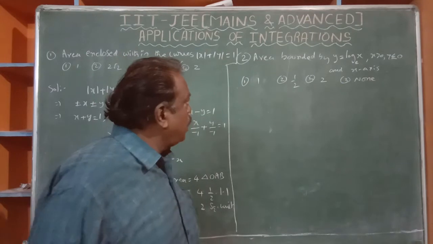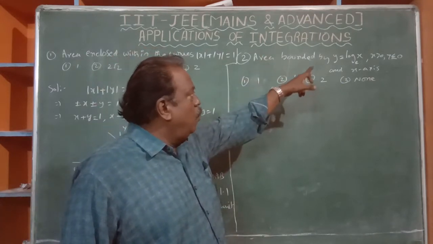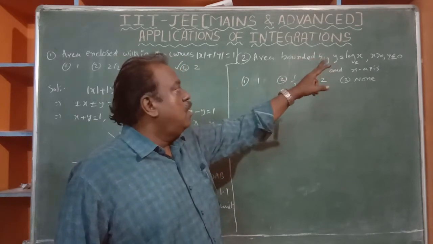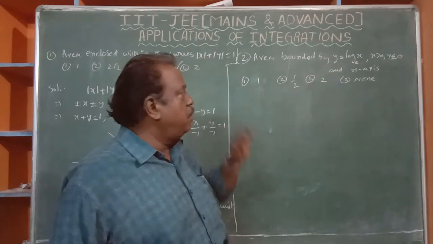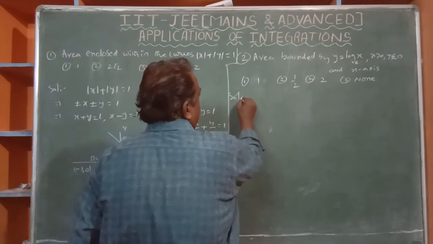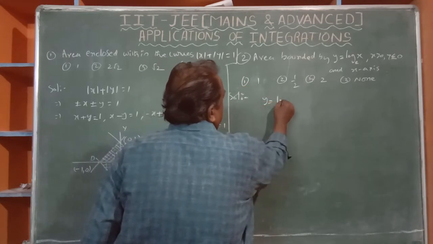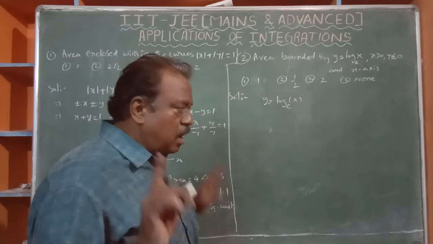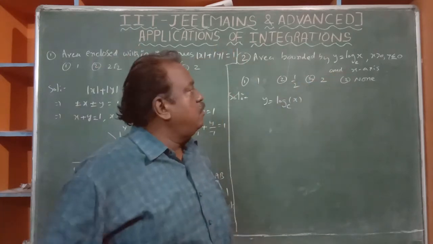Second problem. Area bounded by y is equal to log x to base a, where x greater than 0, y less than or equal to 0, and the x-axis. That is important. You see, we are given y is equal to log x to base a, not mod x, log x simply. That is why we are given the condition x is greater than 0.